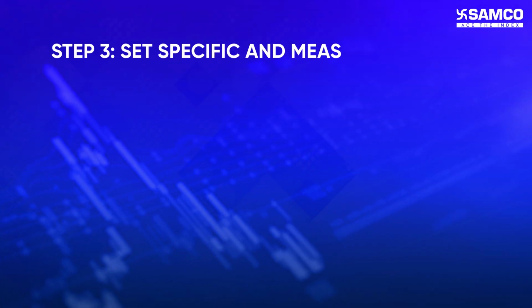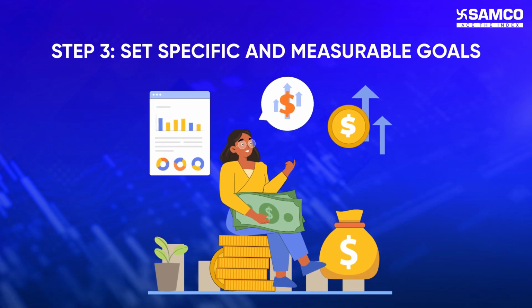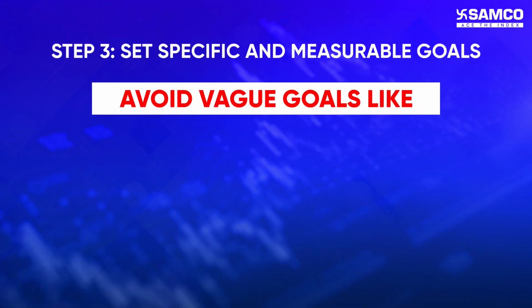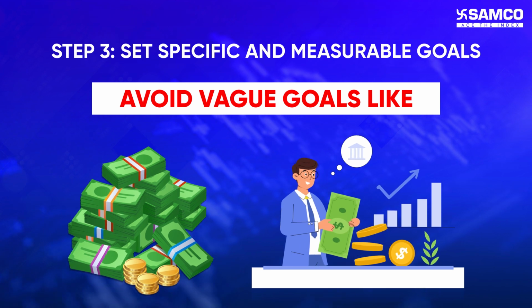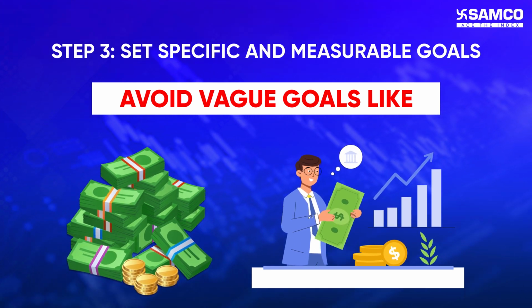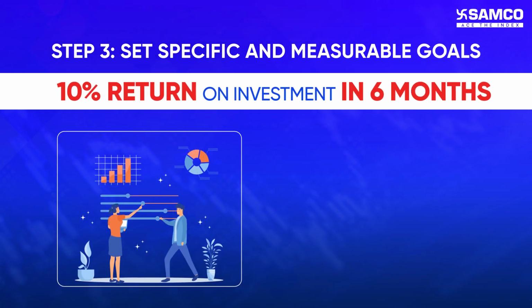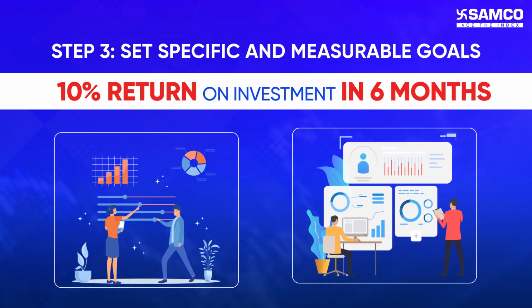Step 3. Set specific and measurable goals. Set specific and measurable trading goals to track progress effectively. Avoid vague goals like make money or beat the market. Instead, aim for specific targets like 10% return on investment in 6 months for better strategy adjustment and progress tracking.